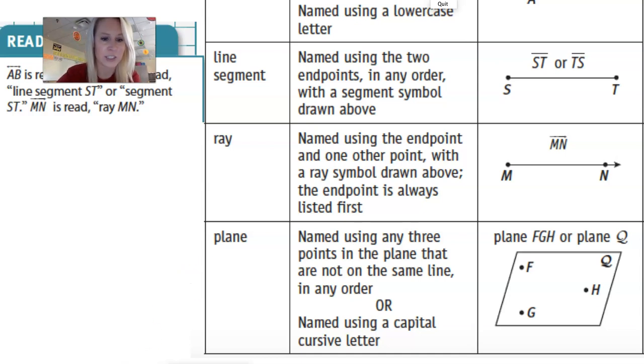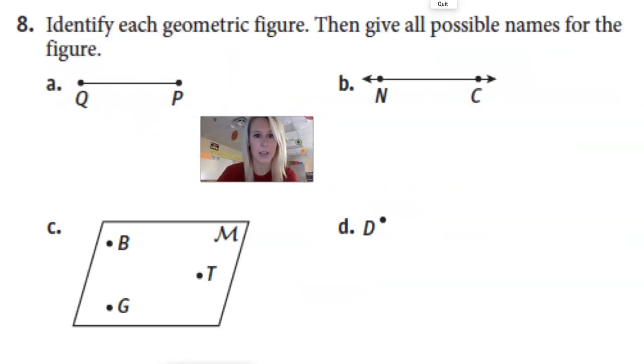If you have any questions, let me know. This will be a good thing to reference. But now we're going to practice. So I want you to go ahead and try number 8, where you're going to identify each geometric figure. So tell me a vocabulary word, and then give me all the possible names. So maybe there's one way to name it, maybe there's 6, maybe there's 2. But go ahead and try that and press pause, and then we'll go over the answers.